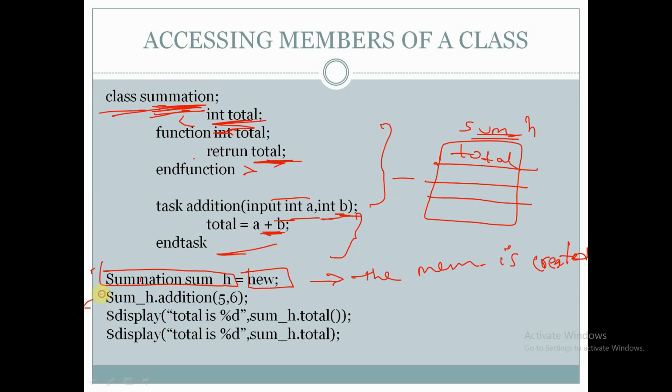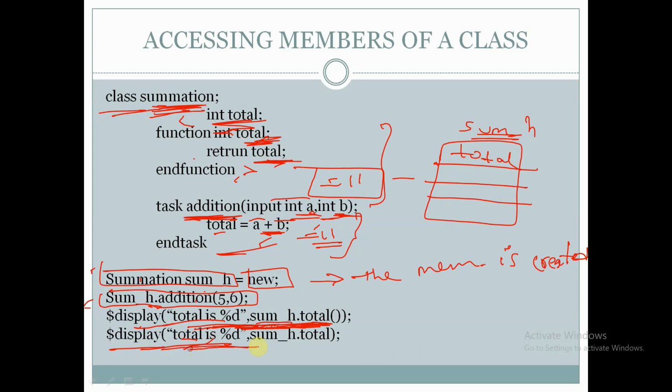So using this object handle sum_h, we are accessing the method called addition, and we are passing the arguments 5, 6. So a will be copied to 5 and b will be copied to 6, and here total will be equal to 11. So by displaying the statement, we will get total equal to 11, and we are accessing the total value by using this handle, that is sum_h.total. So we will get total equal to 11.